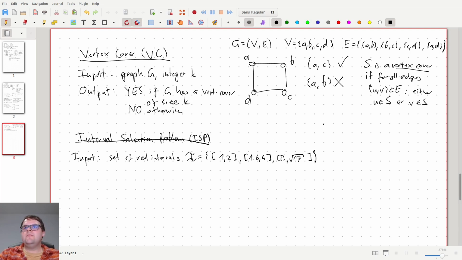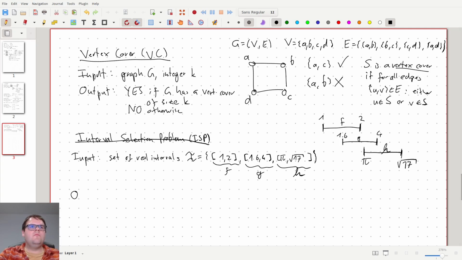Because we're going to care about whether they overlap or not, right? So let's draw them out like this. Let's give them names as well. This is going to be F, this is going to be G, this is going to be H, and they're going to correspond to F, G, and H here. So this goes from 1 to 2, this goes from 1.6 to 4, and this goes from pi to the square root of 17, right?